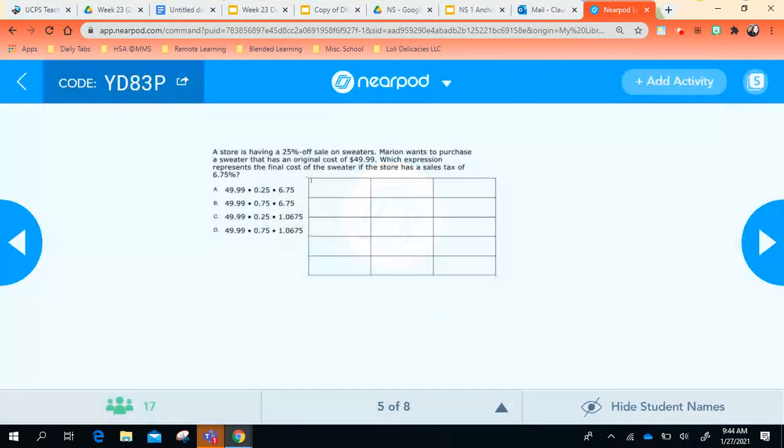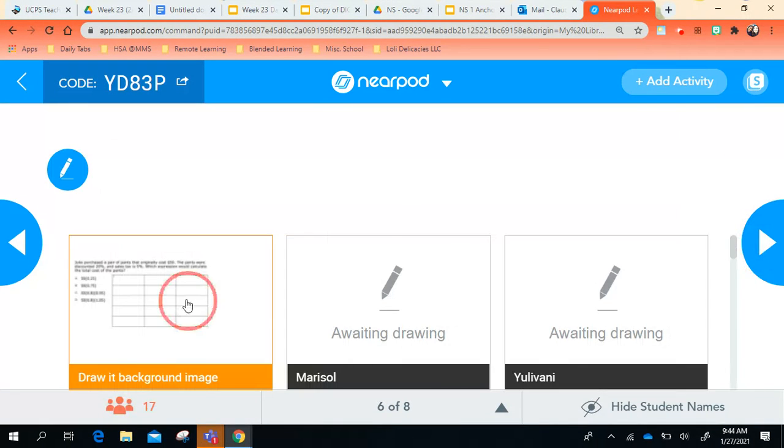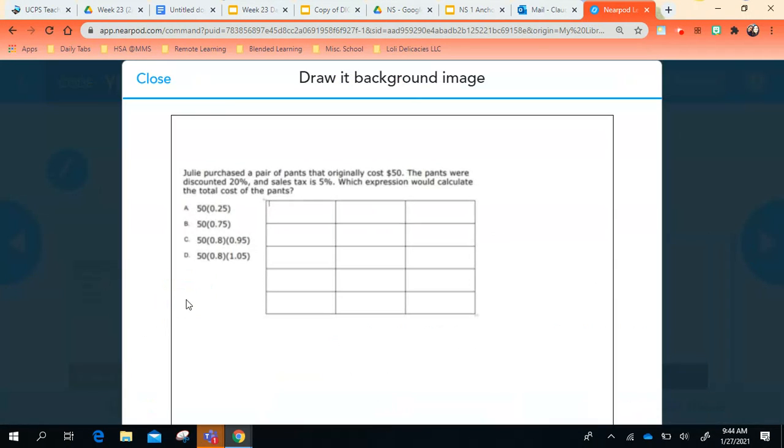Okay, let's go ahead and look at our second problem. Okay, so same thing with this one. You're going to want to make more boxes than what are actually written out there for you. So let's go ahead and read through it.